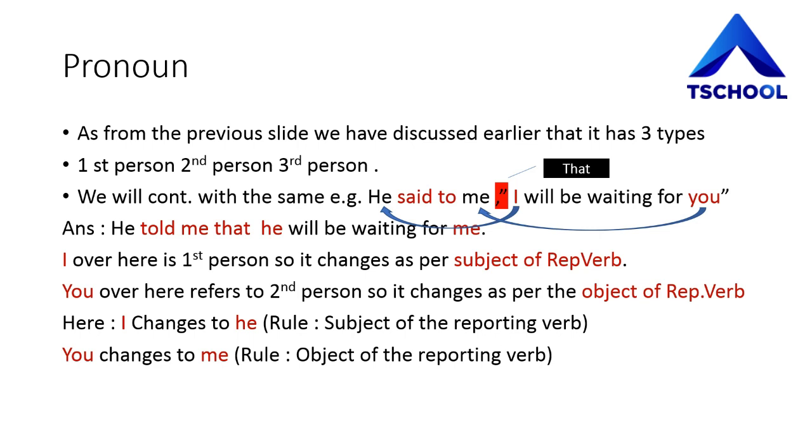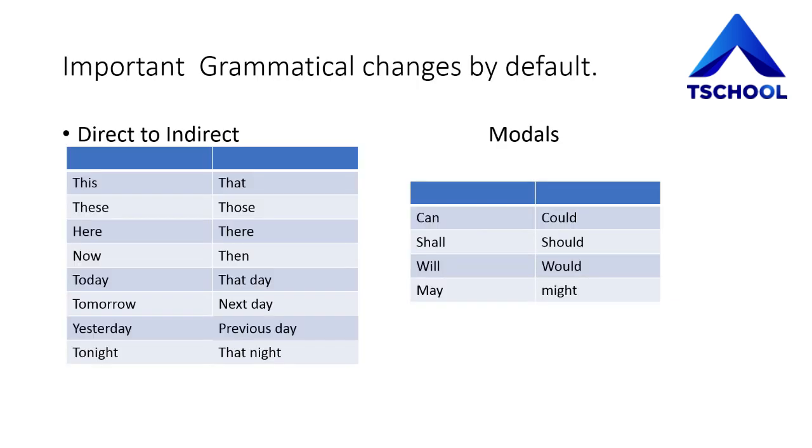Now I has changed to he and you has changed to me. Therefore, remember the rule: subject of the reporting verb and object of the reporting verb. I changes to he and you changes to me. That we have discussed in the previous slides. I hope you remember.